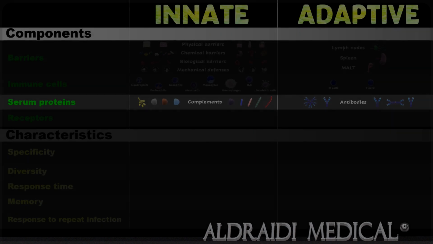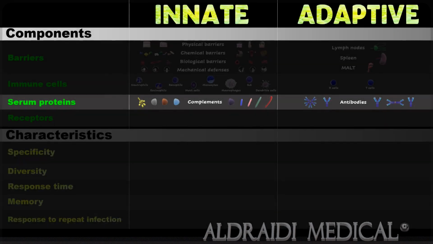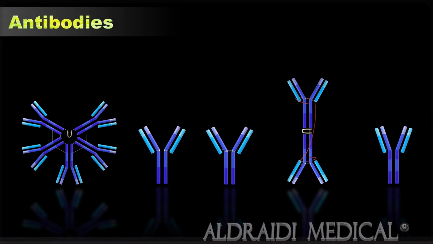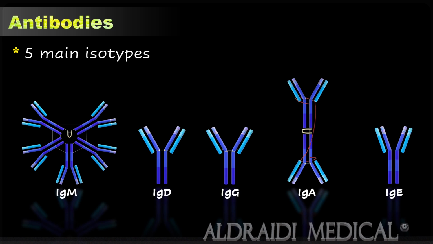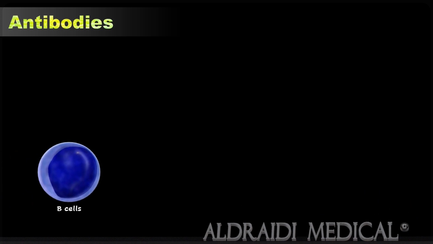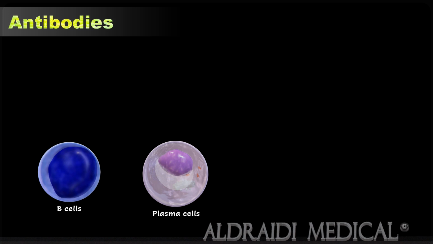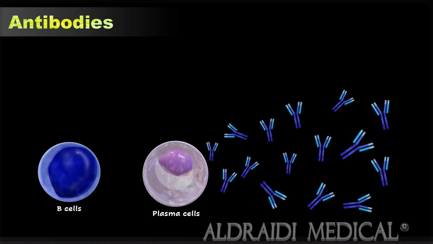Now, the soluble proteins of the adaptive response are the antibodies, or what are called immunoglobulins, and there are 5 main isotypes: IgM, IgD, IgG, IgA, and IgE. And as we mentioned earlier, our B cell progenitors will differentiate into plasma cells, and those plasma cells will produce a very large amount of antibodies and will release them into the blood.